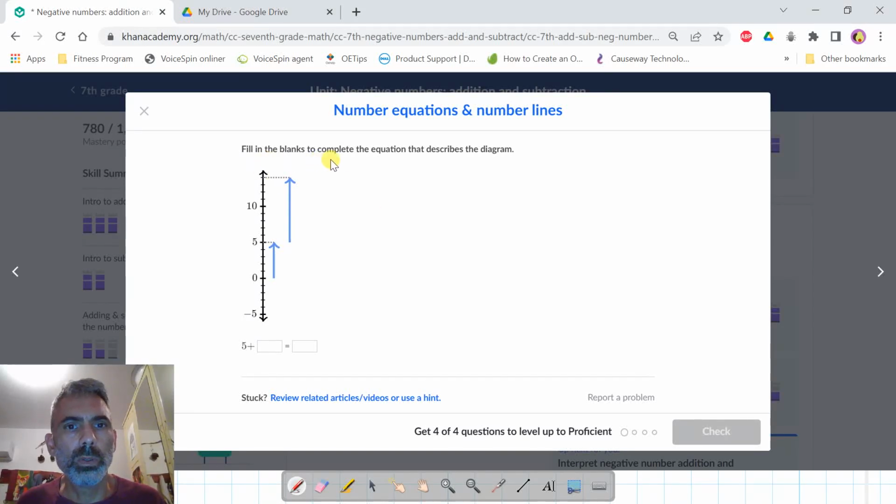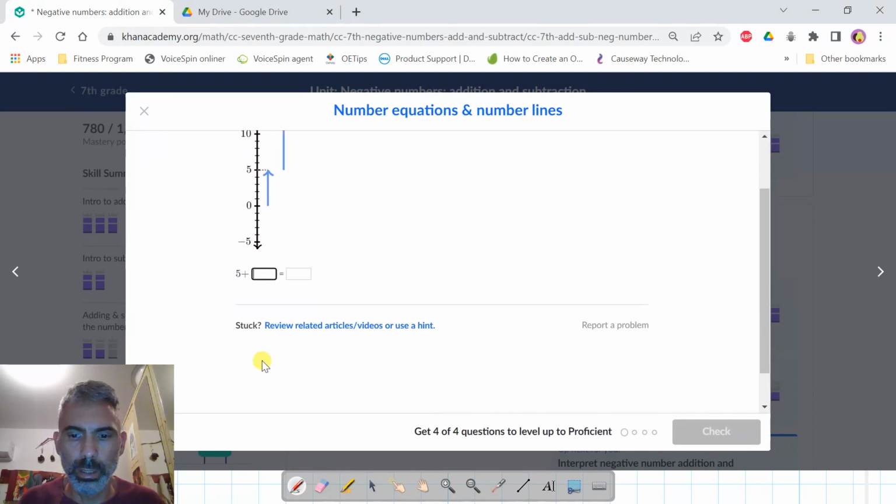Fill in the blanks to complete the equation that describes the diagram. Okay, so we see that first we take 5 steps in the positive direction. So we begin at 5, and then we take another 1, 2, 3, 4, 5, 6, 7, 8, 9 steps in the positive direction. So we add positive 9, and we end up at 14. 5 plus 9 is 14.